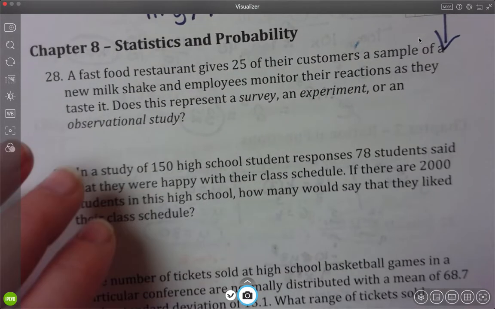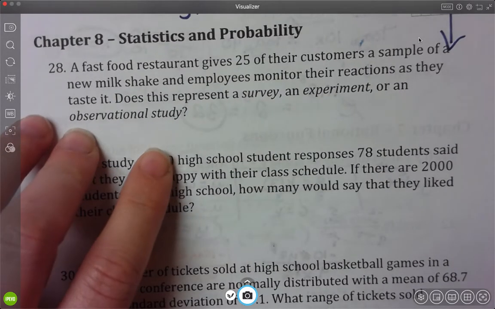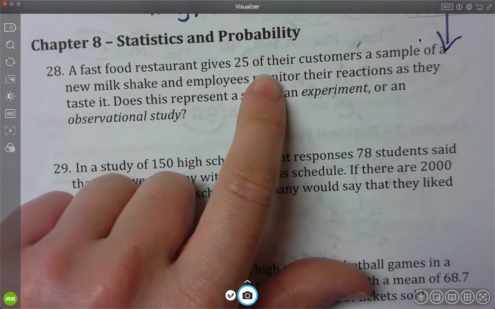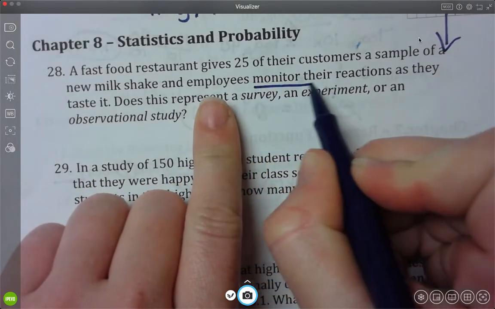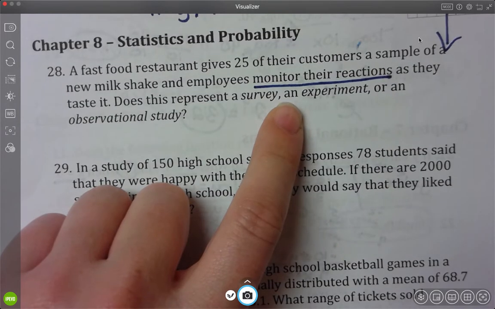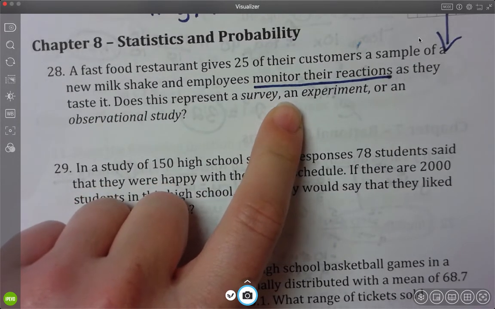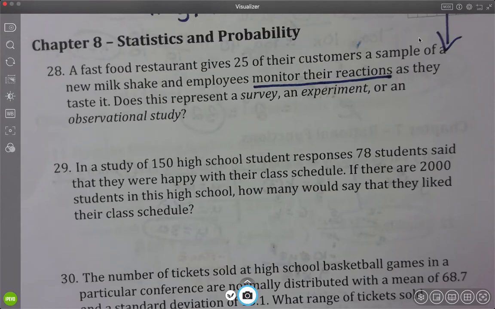All right, chapter 8 is all statistics, okay? So number 28, a fast food restaurant gives 25 of their customers a sample of a new milkshake, and the employees monitor their reactions as they taste it, okay? That means they're looking for facial expressions. So if somebody spits it out, they obviously don't like it, okay?